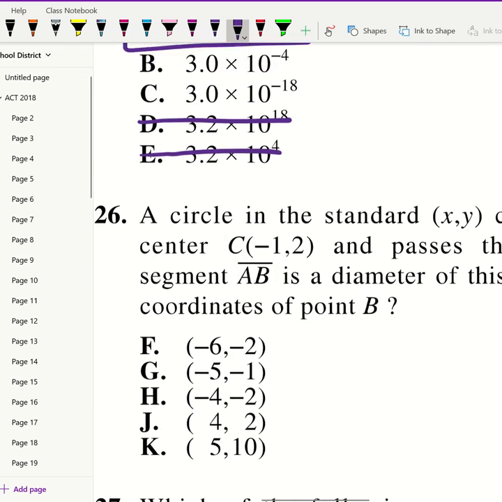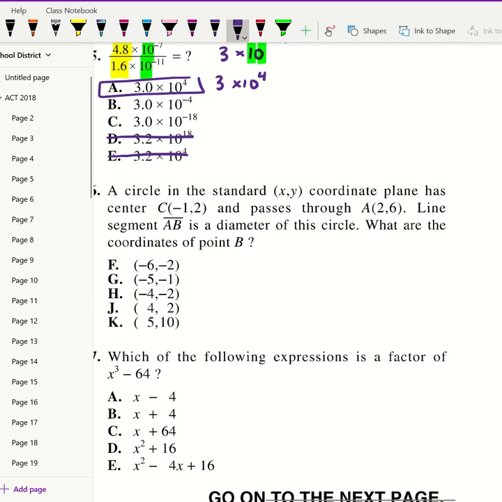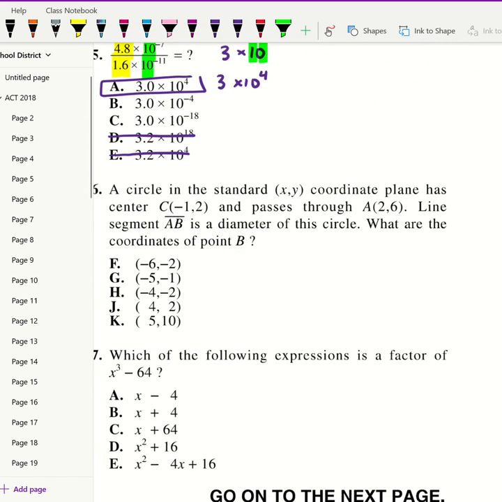Number 26, we have a circle. And I'm just going to try to draw a picture of this. The circle has one point at -1, 2. That's point C. And another point at 2, 6.